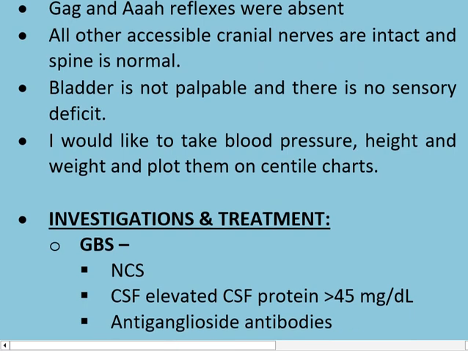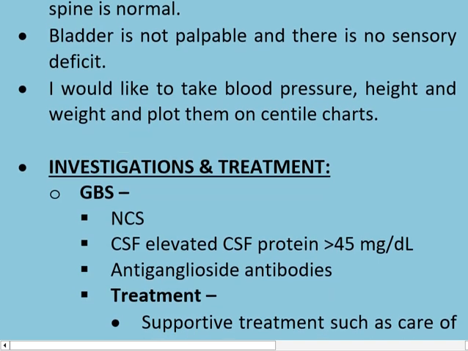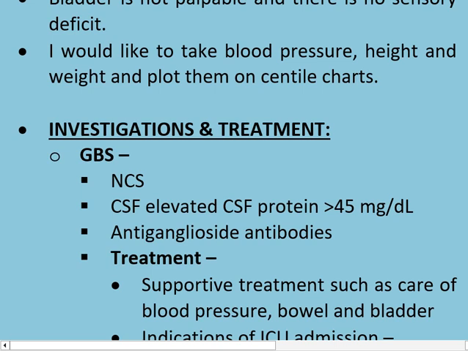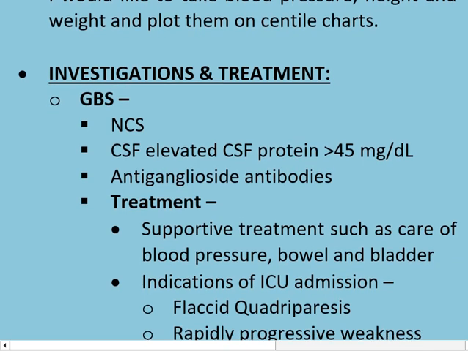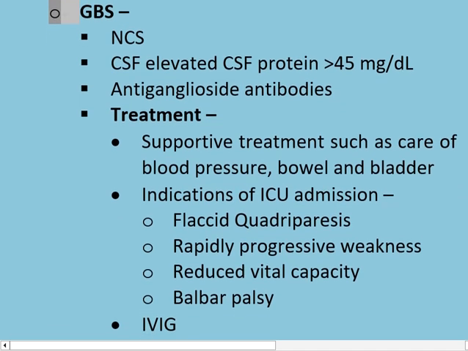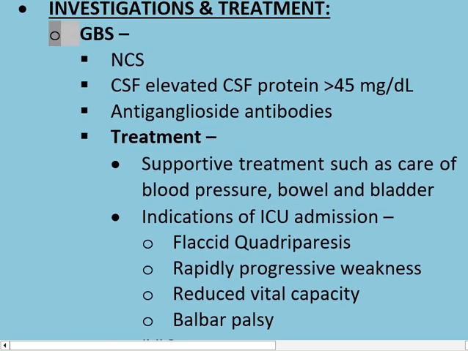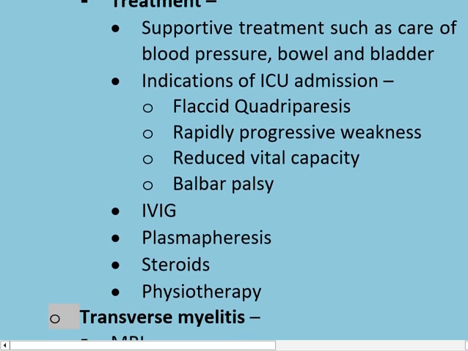The top differential will be Guillain-Barré syndrome, and the investigations will be NCS or electromyography nerve conduction studies, CSF in which there will be elevated CSF protein greater than 45 mg per deciliter, anti-ganglioside antibodies. Treatment is mainly supportive such as care of blood pressure, bowel and bladder. Indications of ICU admission are flaccid quadriparesis, rapidly progressive weakness, reduced vital capacity, bulbar palsy. Then IVIG is given, plasmapheresis is done, and steroids and physiotherapy.